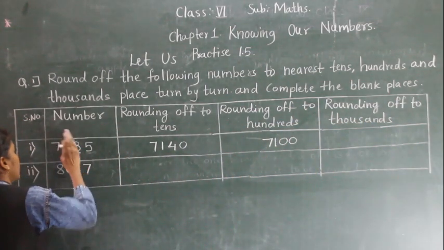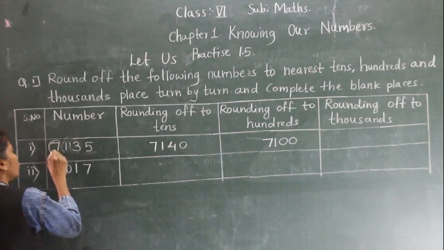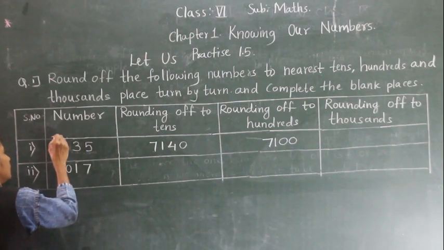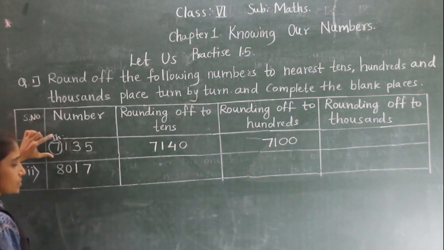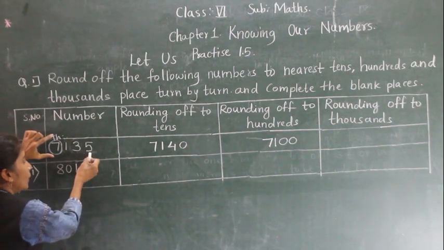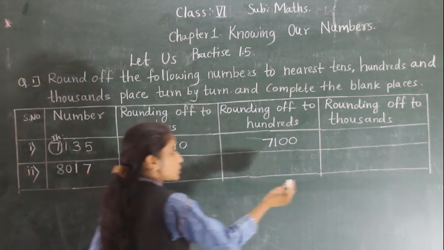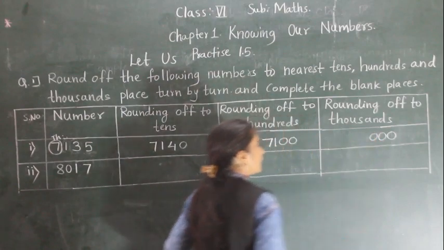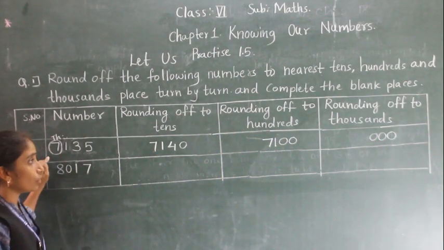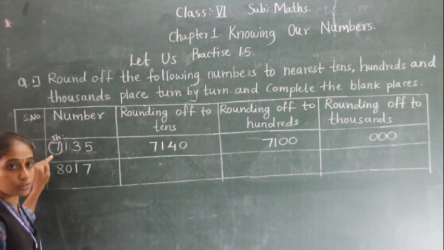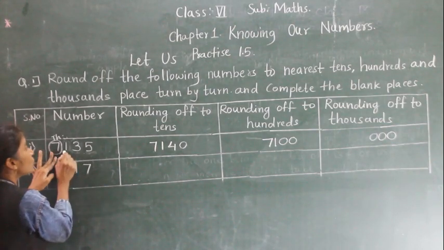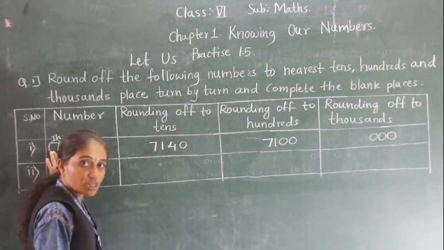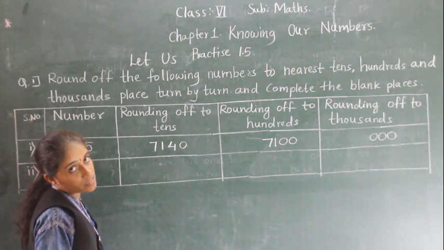So this is over. Now which number are we going to round off? Thousands is Th. Yes. 1, 2, 3. Now we are going to give 3 zeros. This thousands place digit we are going to round off. So we are going to check the digit from the hundreds place.